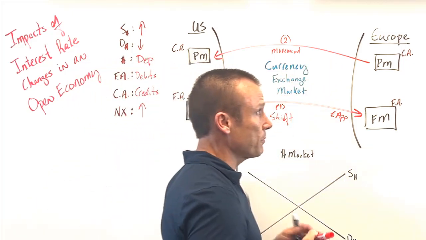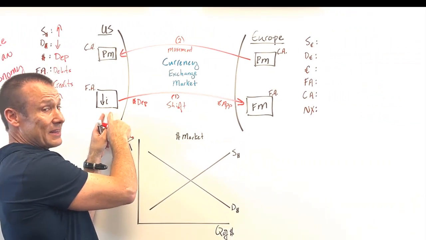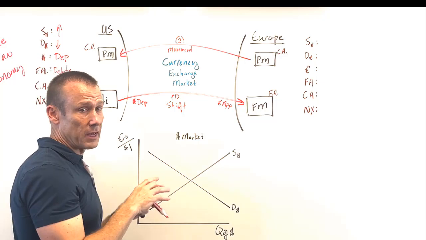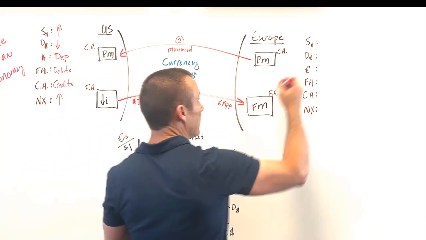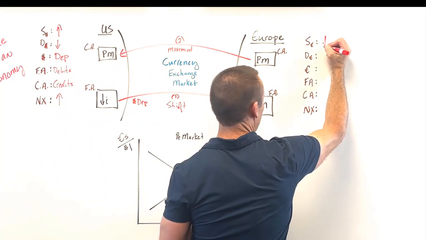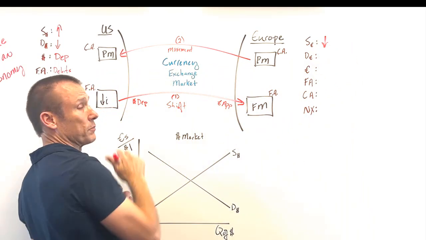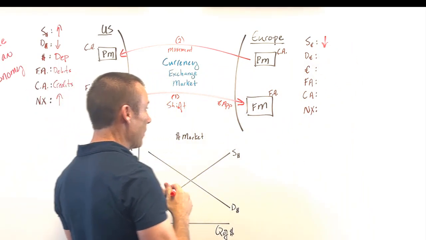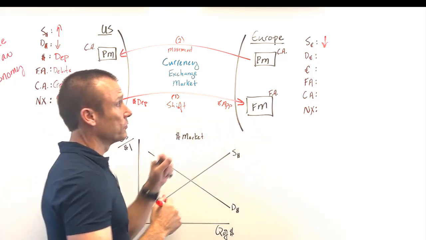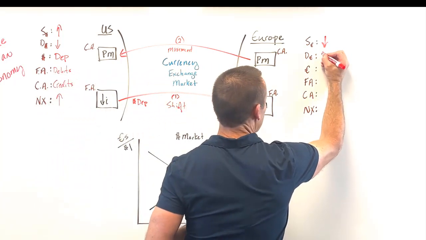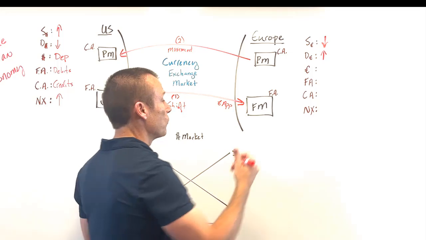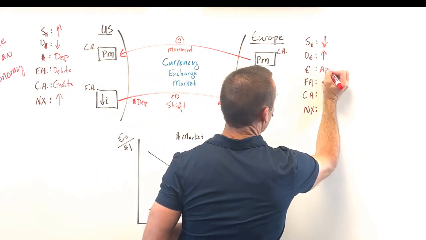Over here in Europe, okay, we've got that interest rate going down, okay? Europeans staying here, they're not going to supply their euros because they don't want to come to the United States with their money. However, the Americans are wanting to come to Europe, so there's going to be this increase in the demand for euros, both of which cause the euro to appreciate.